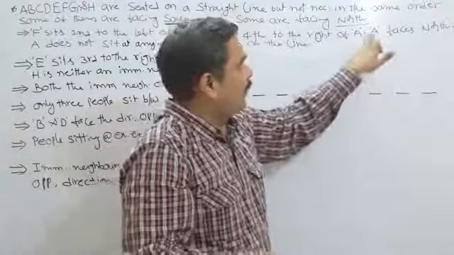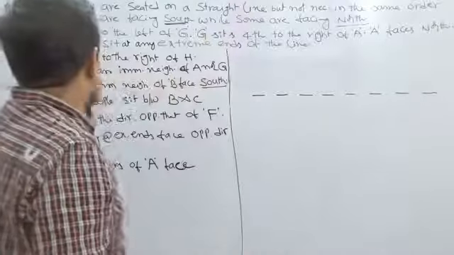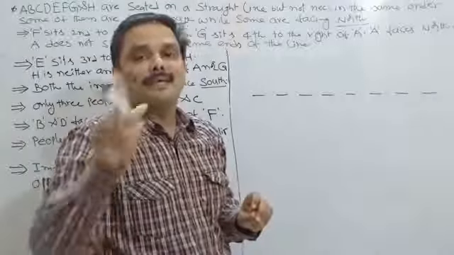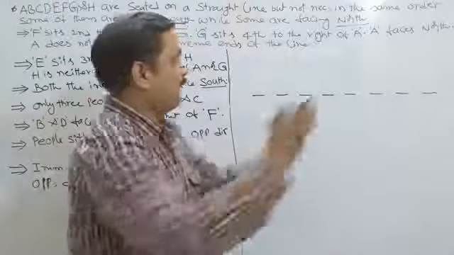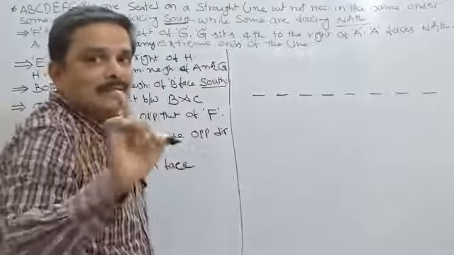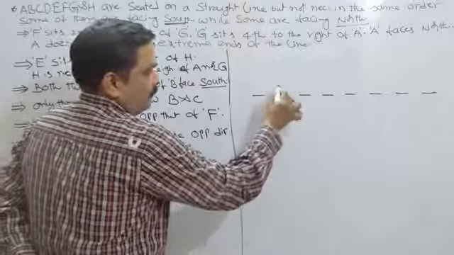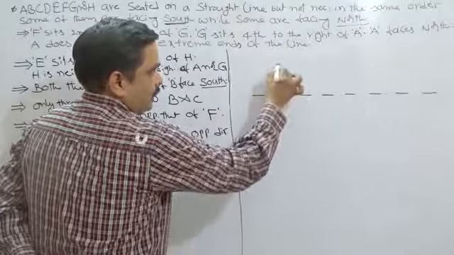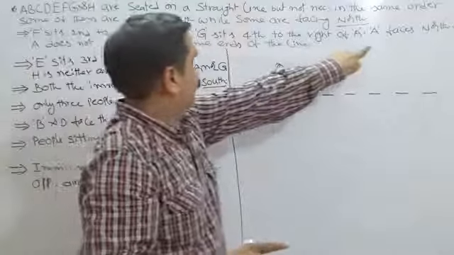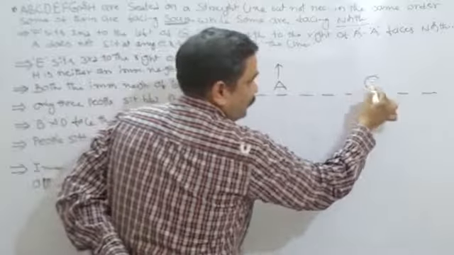They have given a clue: A faces north. The direction is okay, but they have also given that A does not sit at any extreme end of the line. What does it mean? A cannot be on the left-hand end or the right-hand end, and A is facing north. So I am taking one of the places for A here. A is facing north, and G sits fourth to the right of A: 1, 2, 3, 4. I am taking G here.